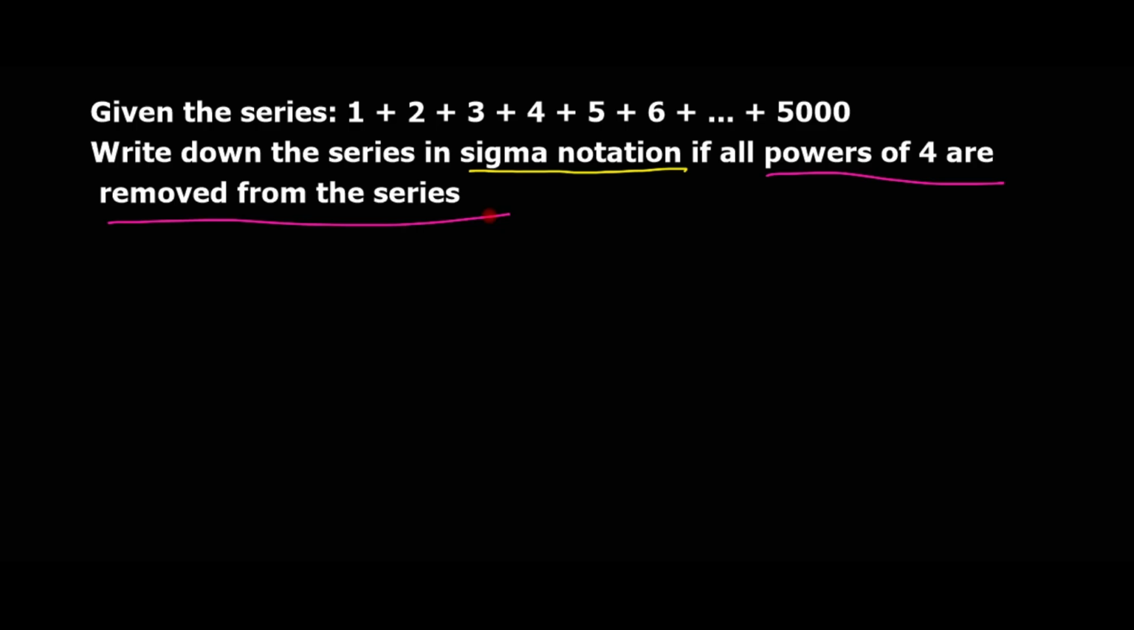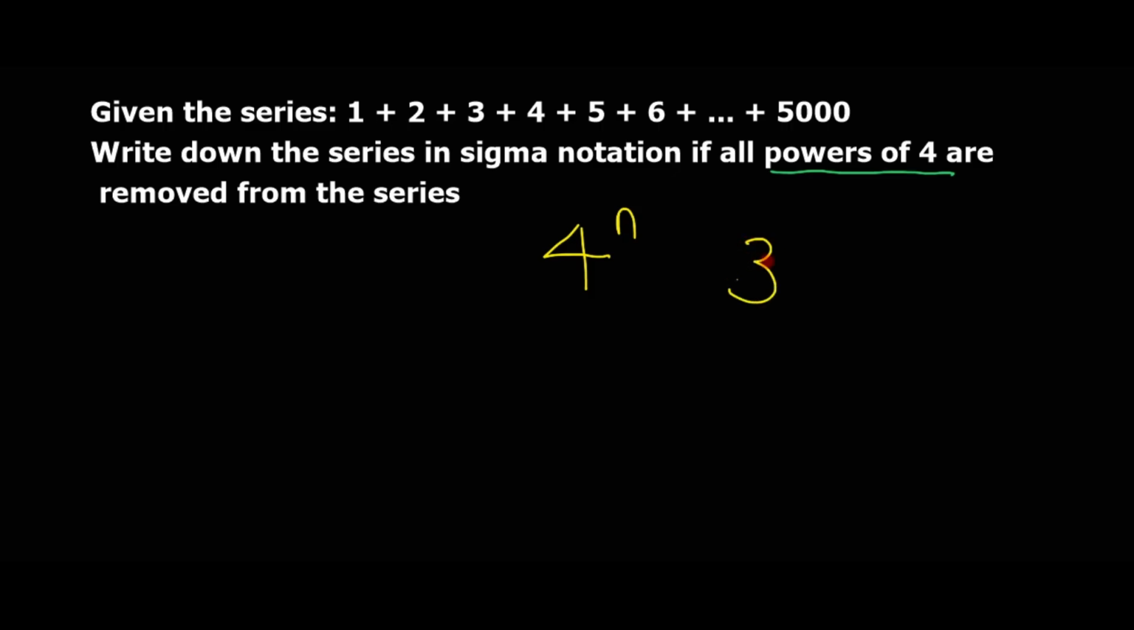removed from the series. So first, let's understand this part: powers of 4. A power of 4 is a number of the form 4 to the exponent n, whereby n is an integer. A power of 3 is a number of the form 3 to the exponent n, whereby n is an integer. For example, for the powers of 4, we are talking about 4 to the exponent 0, 4 to the exponent 1, and so forth. So they say we must remove all the powers of 4.